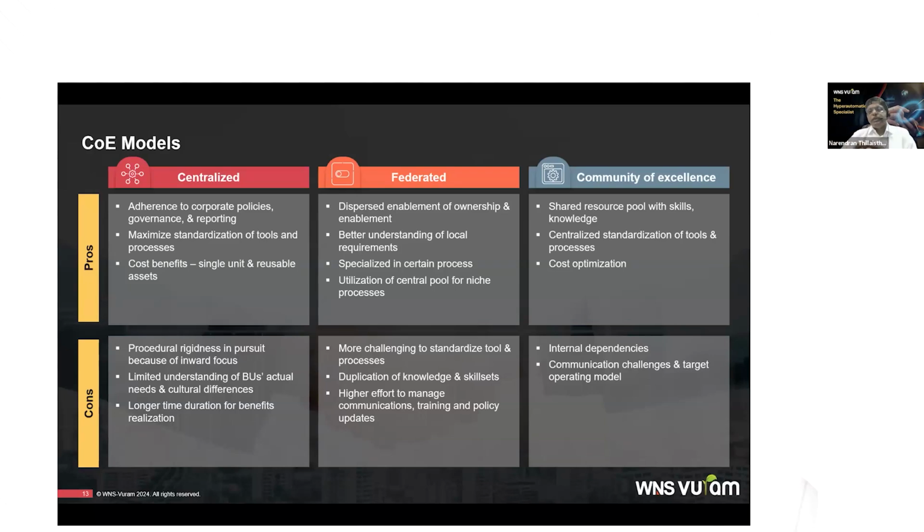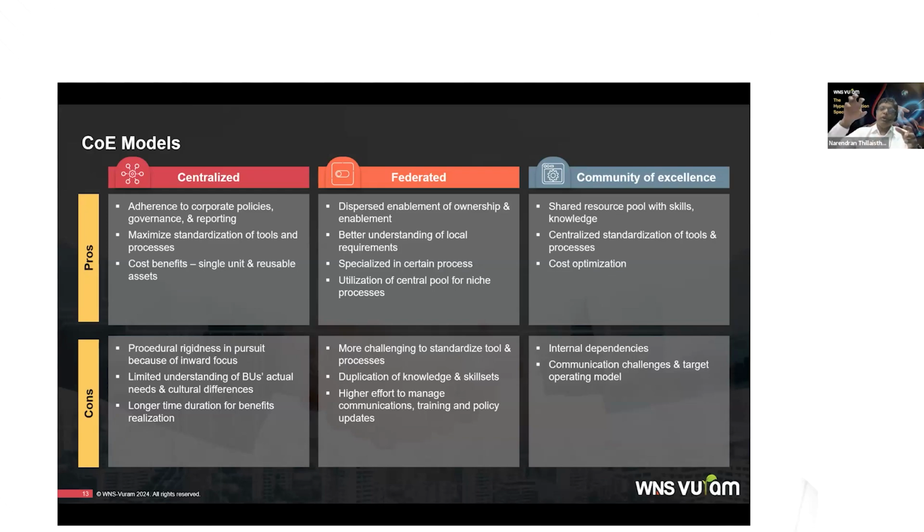Now, there's a new model which we are seeing lately coming up, especially built on the principles of the Spotify Agile methodology, which is what we call a community of excellence. Think of it as a combination of both centralized and federated model, where you have a very small team of centralized COE people, all the specialists and some of the roles are part of the centralized team. But then outside of the COE, you have a community of practice or a community of excellence where there are people from different business units and IT who act as a maven.